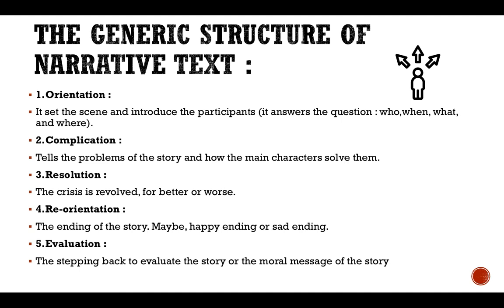En el apartado número 2 de la estructura de un texto narrativo tenemos la complicación o las complicaciones, donde se nos presenta el problema en la historia y vamos a ver cómo el protagonista lo resuelve. Number 3, resolution. The crisis is resolved for better or worse. En la resolución, la crisis o el problema se torna ya sea para mejor o para peor.